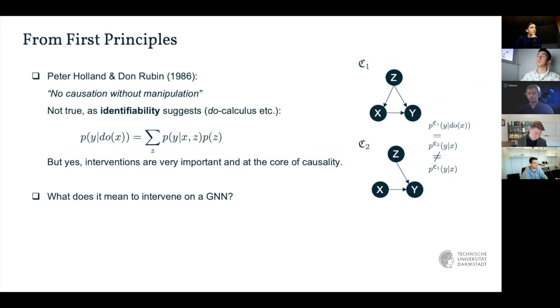So there's this famous statement by Holland and Rubin: no causation without manipulation. While this is generally not true, because of identifiability itself, the do-calculus and all these great works by Pearl and collaborators suggest that you can actually express these manipulations without doing the manipulation, which is just amazing. But they are still a very important concept, when you can do them, and which you often actually can do. I mean, not all of them are ethically problematic or unavailable or infeasible.